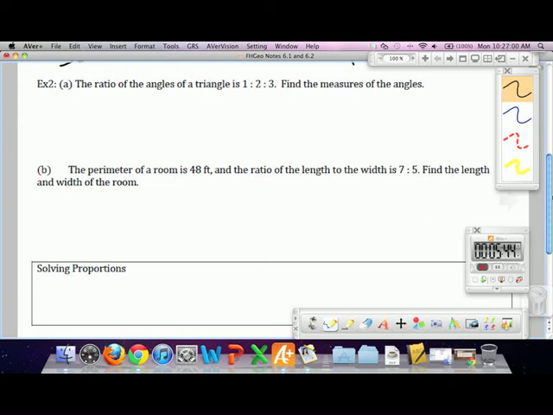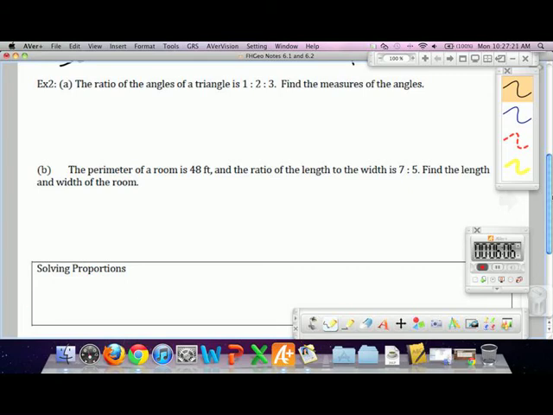Well, we don't really know what the measures are yet, but we do know a couple important things. We know that they're ratios. If we took the sides and compared them, we have a side length. Like if this is the first side, then the second side is twice as long, and the third side is 3 times as long. We have a proportion here. Sorry, the angle measures. You're right.